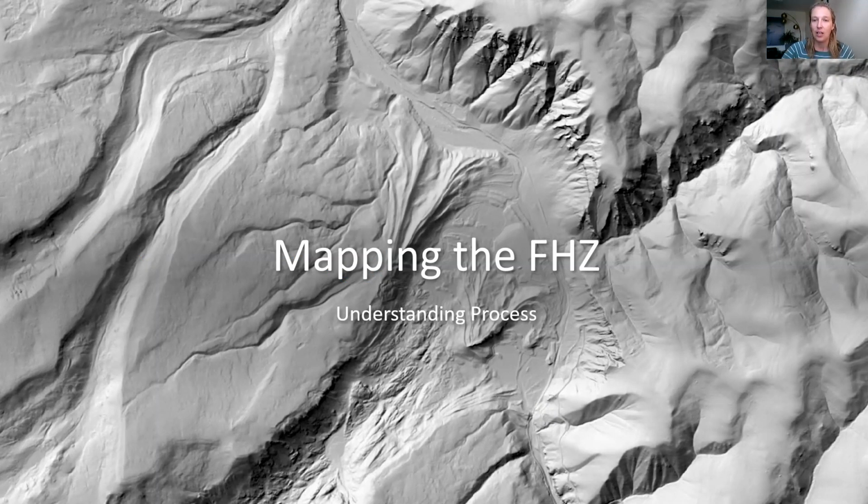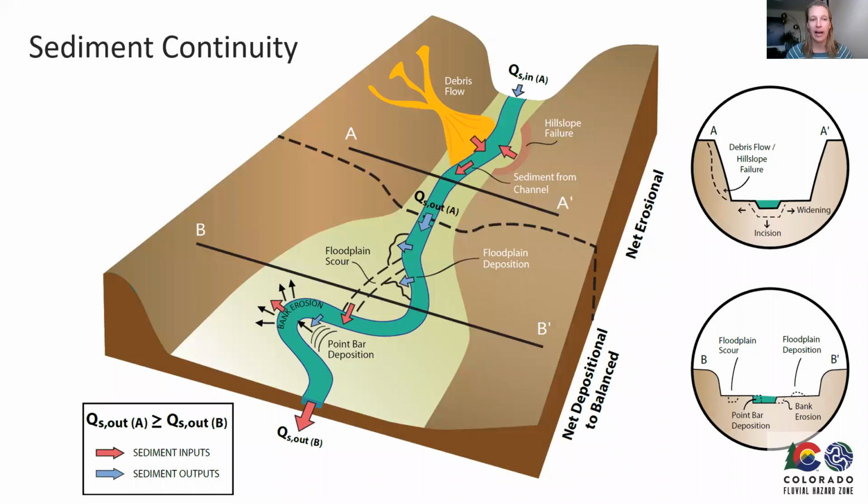So the first thing that I look at when I do fluvial hazard zone mapping is sediment continuity, and that is effectively just where is sediment entering the system, where is it being deposited, and where is it exiting the system.